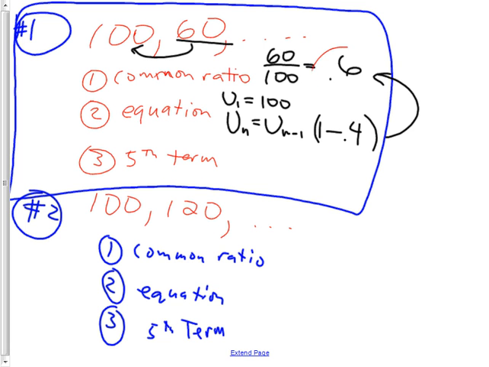So this is the common ratio, but what the heck is that then? What's the 0.4? That's the decay rate. The decay rate is 40% on this one. That's a decay rate of 40%. And the common ratio is 0.6. Okay, then what is the fifth term?